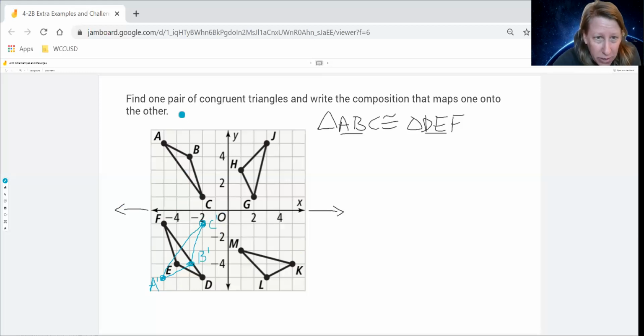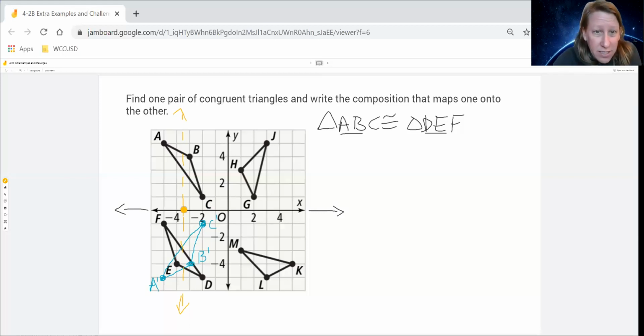I'm gonna have to flip it again. And I'm gonna have to flip it over this line. Maybe I should use a different color. Okay, let me delete those. Okay, let's use this line. Double reflection again. And this time I'm reflecting it over like a -1, -2, -3, -3.5.